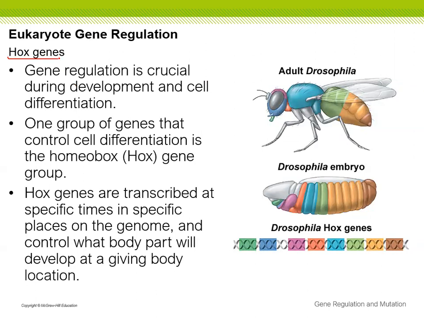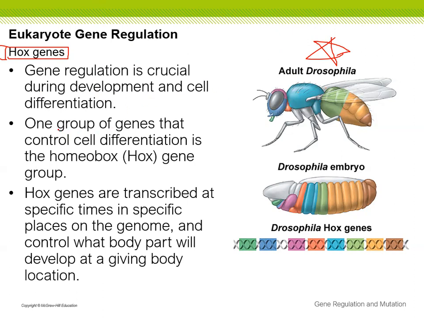This is going to make a lot more sense once you read the textbook. You will see this in your book. Read this. It will make so much more sense than I'm able to explain it. But think about a fly with this. Basically, gene regulation is crucial for development and cell differentiation.